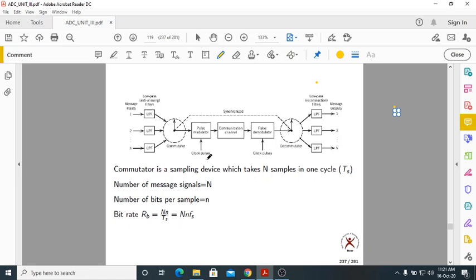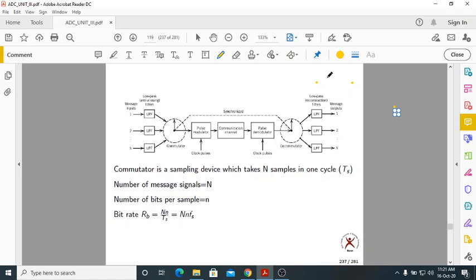Now, in the last class, I explained about TDM, which means time division multiplexing, where we transmit multiple signals over a channel at different times, or by dividing in time. How is it possible? It is possible like this. We transmit one after another, and obviously we receive one after another.